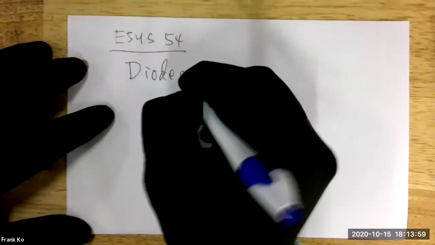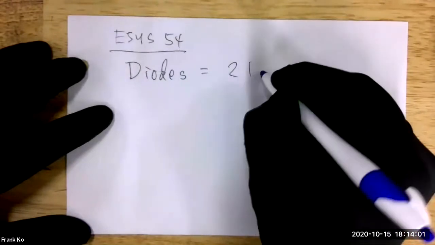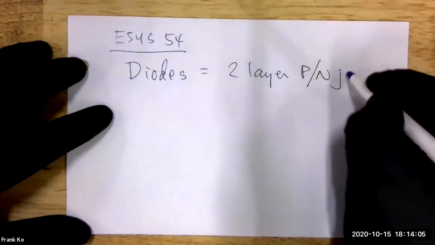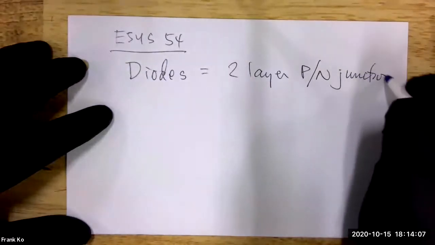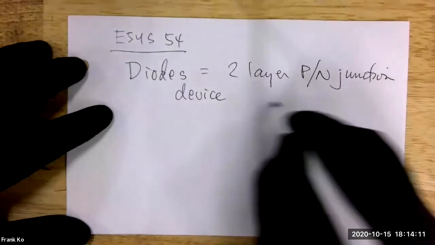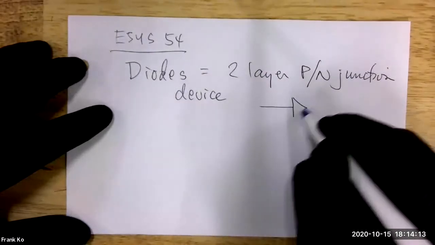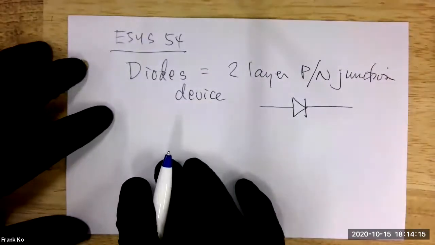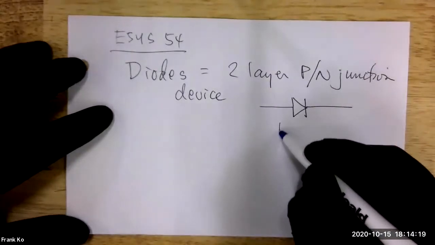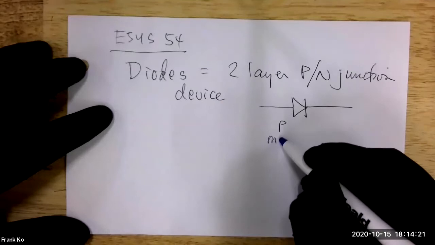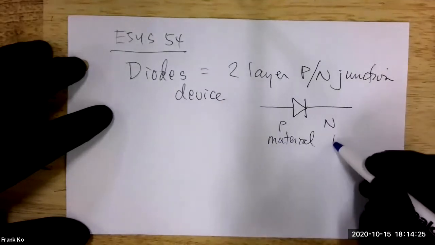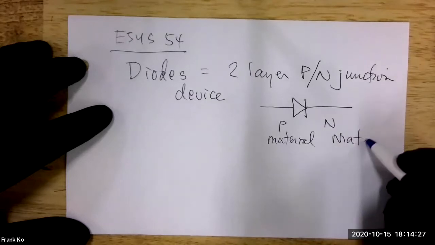So a diode is a two-layer P/N junction device. It is drawn this way, your basic diode. And it's called the PN junction because this side is made of P material, and this side is made of N material.